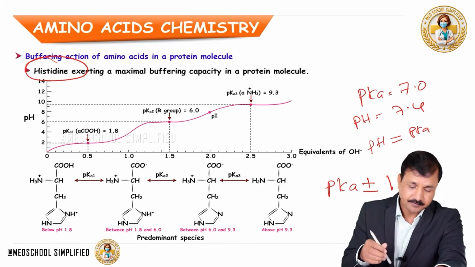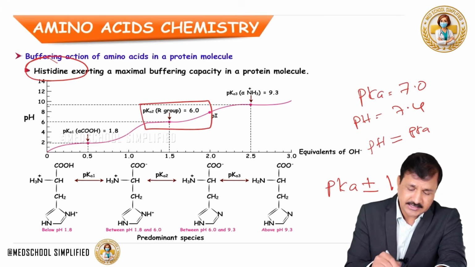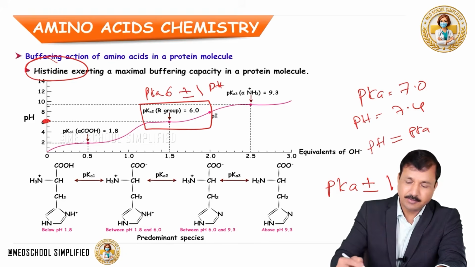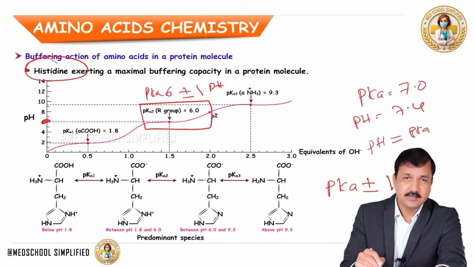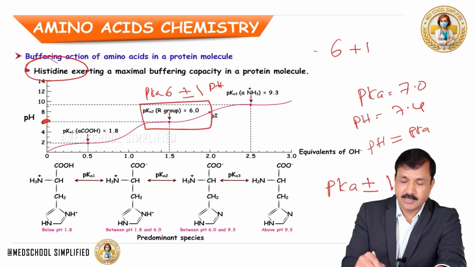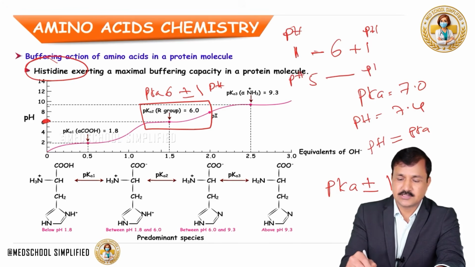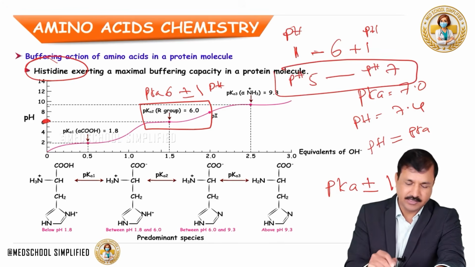Let me show you that here. Look at the R group, pKa is 6. Now here is the 6, pKa 6 plus or minus 1 pH. That means between pH 5 and 7, because 6 is in the center, plus 1 pH, minus 1 pH. So that means pH 5 to pH 7. Between pH 5 to 7, it has that maximum buffering capacity.